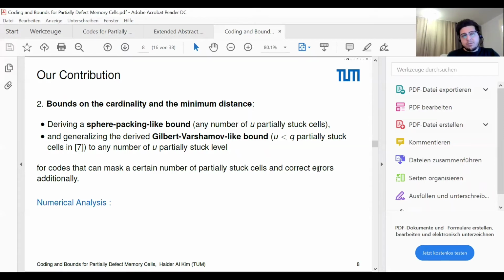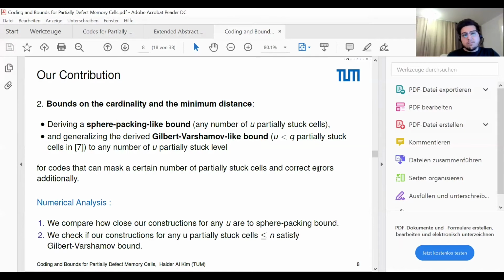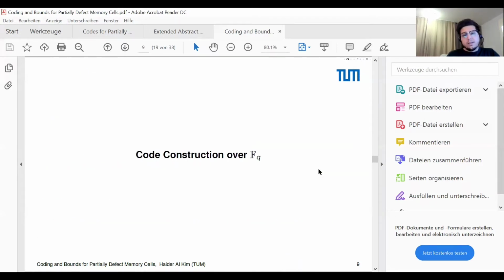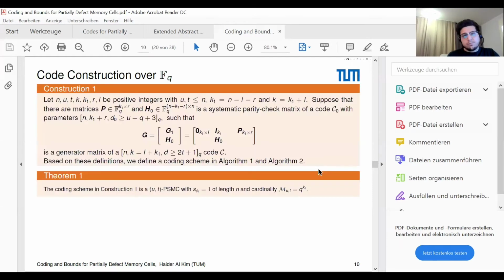Then we have a numerical analysis, and in this numerical analysis we compare how close our construction for any U is to the sphere packing bound, and we check if our construction for any U partial stuck cell is less or equal to and satisfies the Gilbert-Varshamov bound. So, code construction over F_q. This is our code construction one, and the theorem.